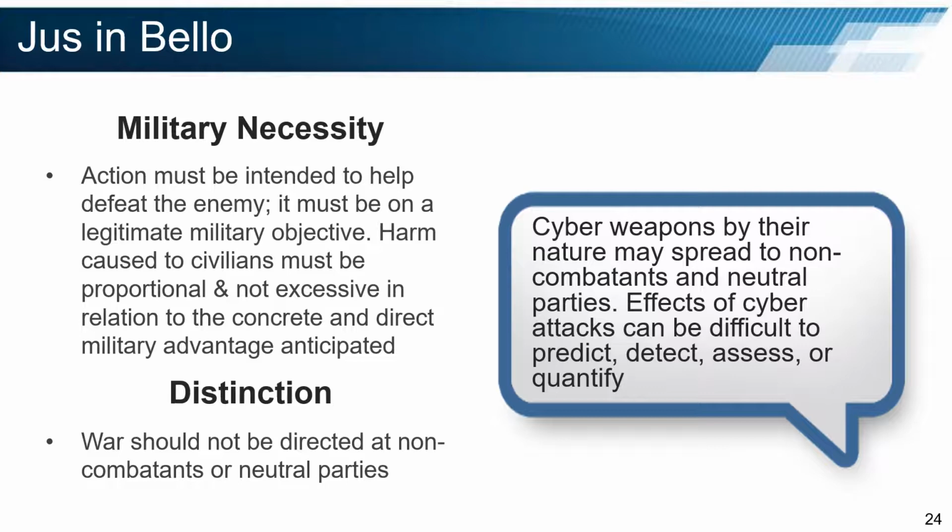The tenets of military necessity and distinction specify what types of targets that armed forces can or should engage. Whenever possible, armed force should not be directed at non-combatants or neutral parties. Unfortunately, in war, it is not always possible to avoid civilian casualties. In these cases, actions must be intended to help defeat the enemy. Direct or collateral damage to civilians must not be excessive and must occur in relation to anticipated military advantages.